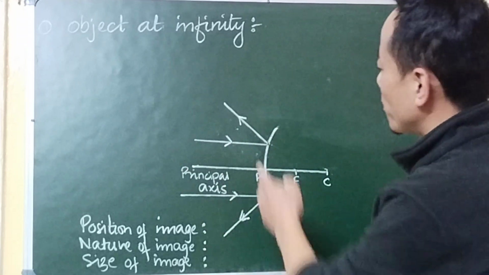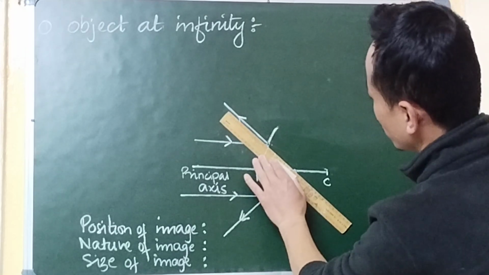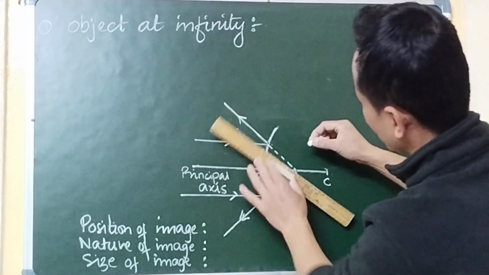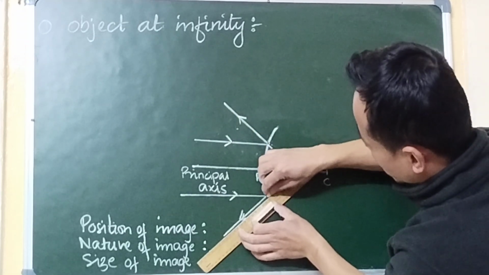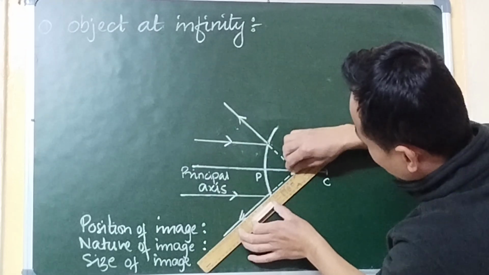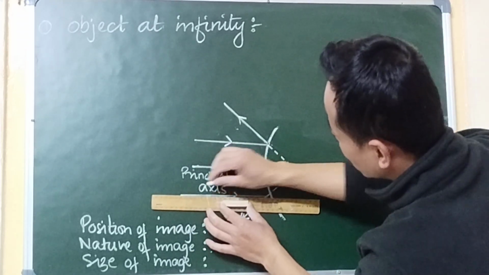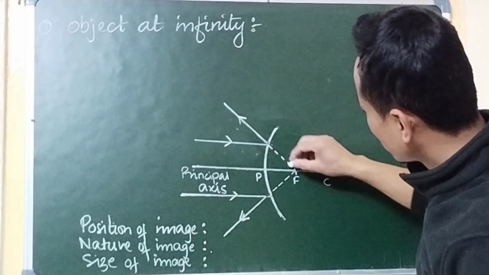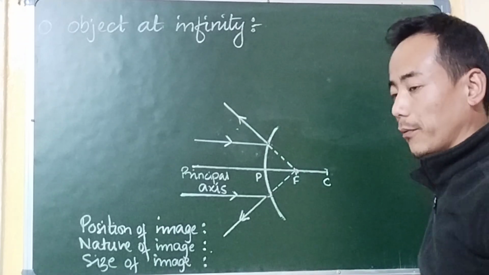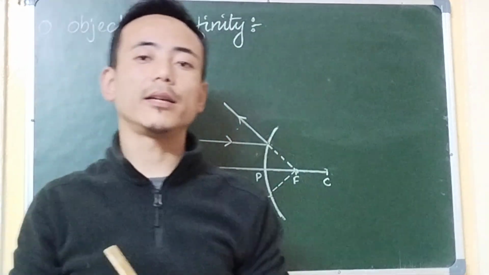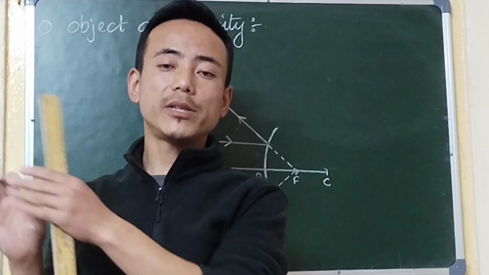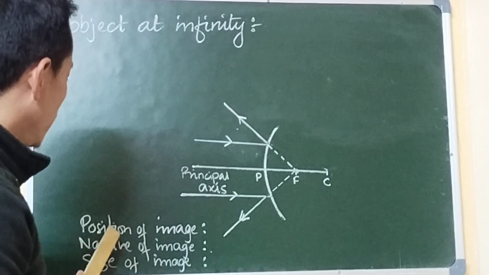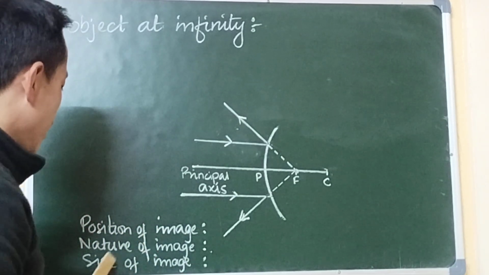So what we will do, we will produce these reflected rays backwards. So we will draw this line in the backward direction. Let's draw it with dotted lines like this. And similarly, this reflected ray, you have to produce it backward. When you produce these reflected rays backwards, you will see that the two reflected rays will intersect at the point F. And it is at this point F that the image of a distant object, that is, an object at infinity, will be formed.